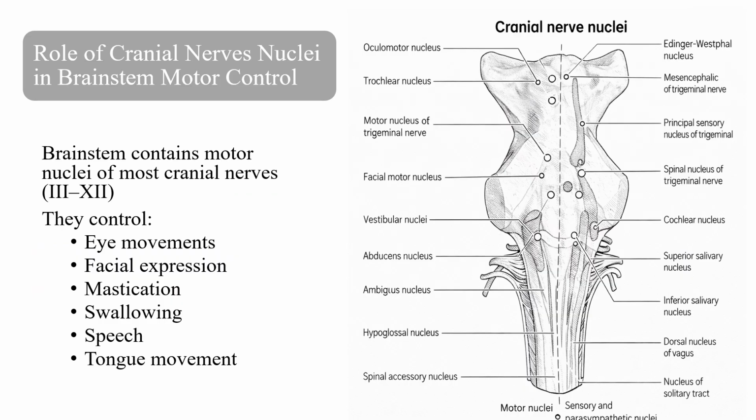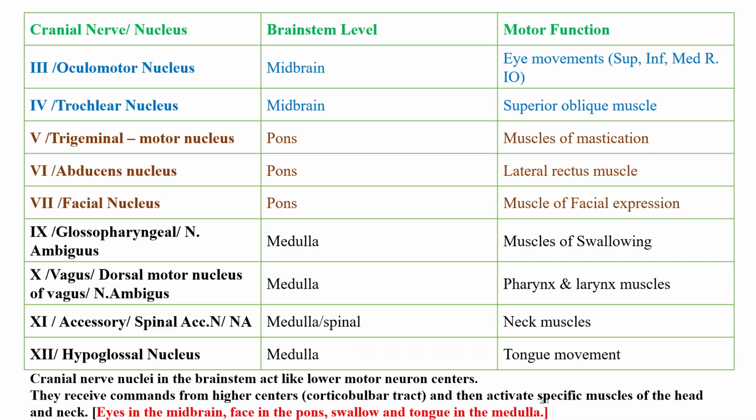It's very important, as we have discussed, that cranial nerve number 3 to 12 nuclei are all present in the brainstem. They are responsible to control the eye movement, the facial expression, the mastication, swallowing, speech, and the tongue movement. So this chart is very important. On one side you can see the cranial nerve nuclei, the second is the brainstem level, and the third is the motor function they perform.